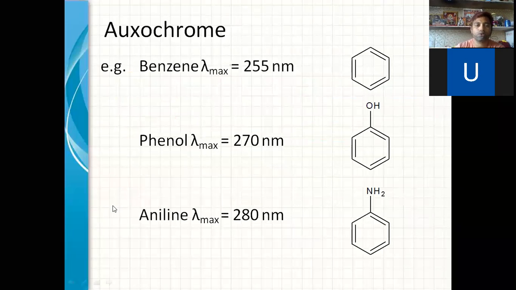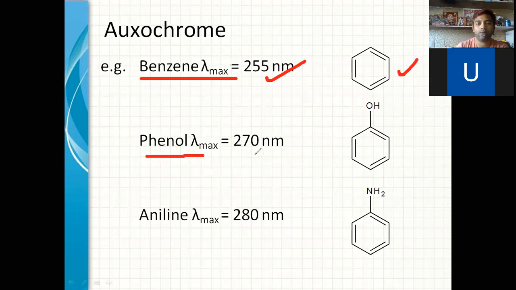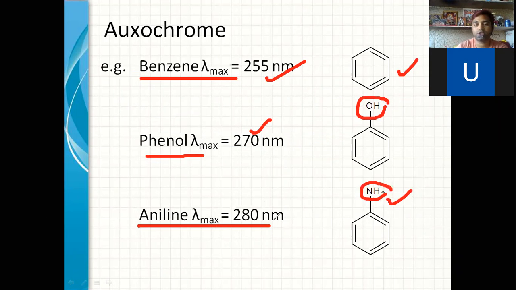See some oxochromes here. For example, benzene's lambda maximum is just 255 nanometer. But phenol's lambda maximum is 279. This is an oxochrome connected to this chromophore. Similarly, aniline's lambda maximum is 280 nanometer. Lambda maximum is shifted to longer wavelength in benzene because of these oxochromes.